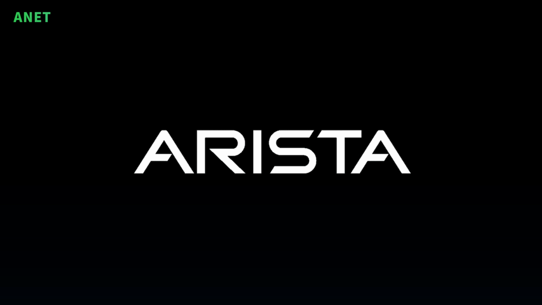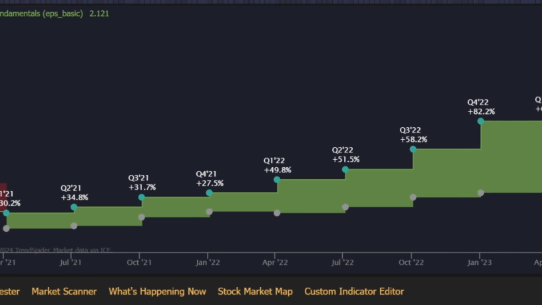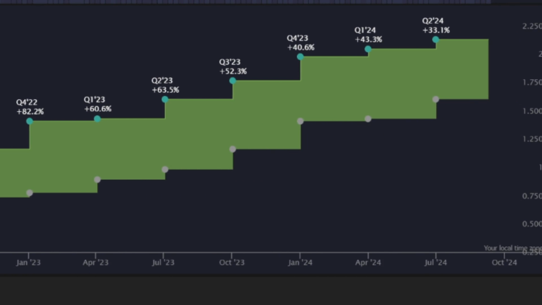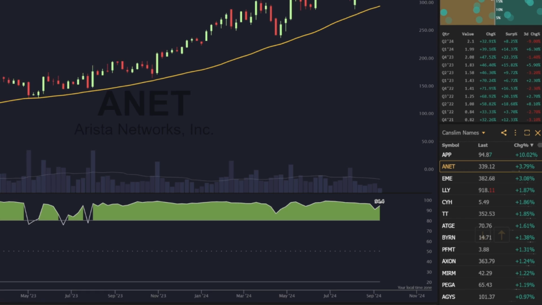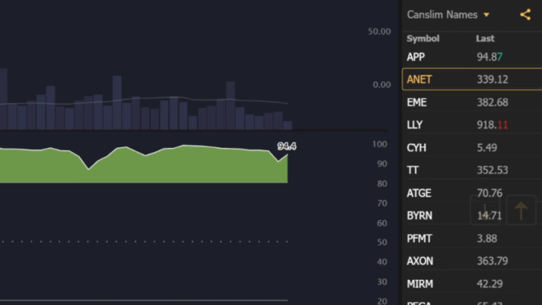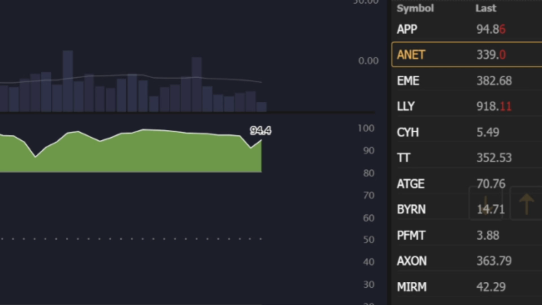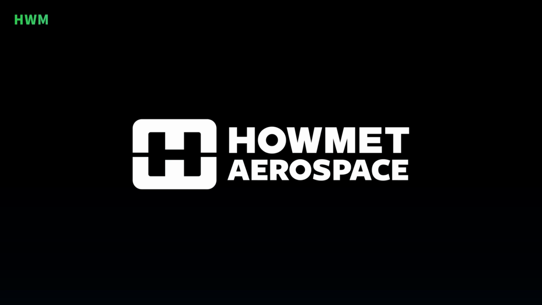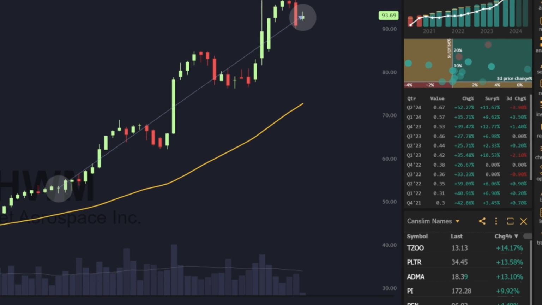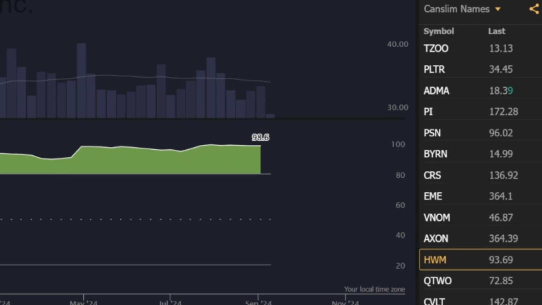Next is Arista Networks, which has achieved consistent quarter-over-quarter and year-over-year EPS increases over the past 12 quarters in a row. This sustained growth has propelled its relative performance score to an impressive level, where it currently is outperforming 94.4% of the S&P 500. Finally, we have Howmet Aerospace. Not only is the stock up over 70% this year, it's also outperforming an impressive 98.6% of the S&P 500.